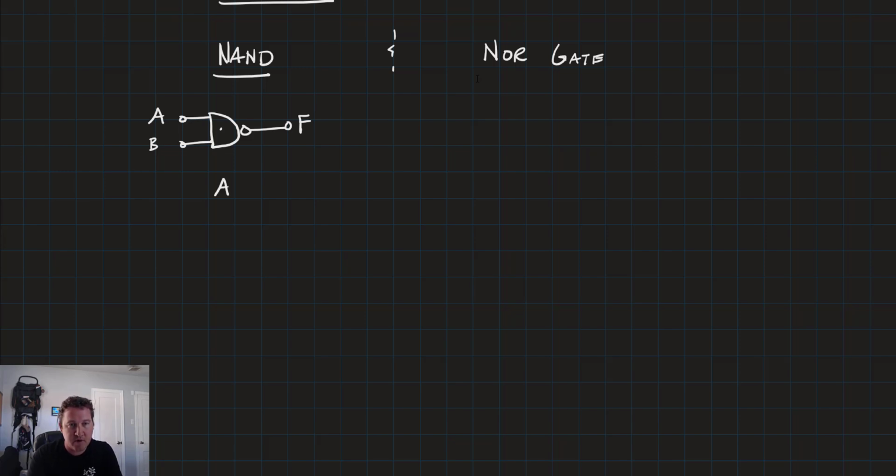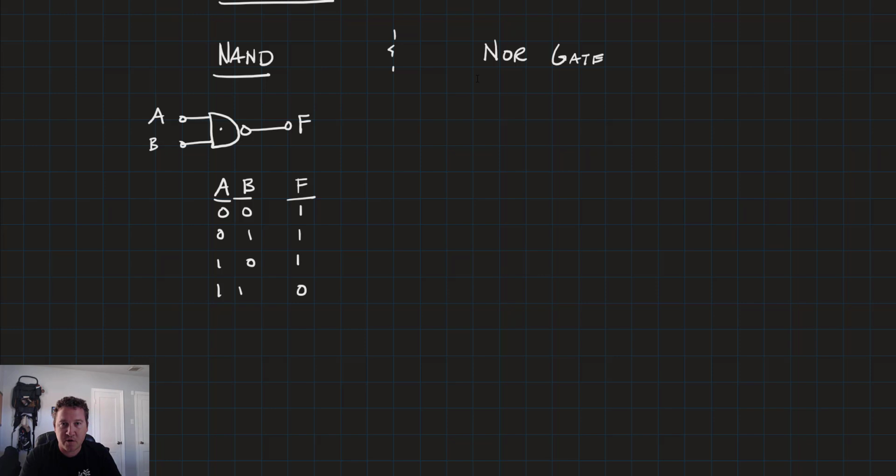So to draw the truth table for it, we have A, B, and F. AB is 0,0, 0,1, 1,0, 1,1. And F, remember, is going to be the inverse of AND, so it's going to be 1, 1, 1, 0. So that's our truth table for the NAND gate, just the inverse of the AND truth table.